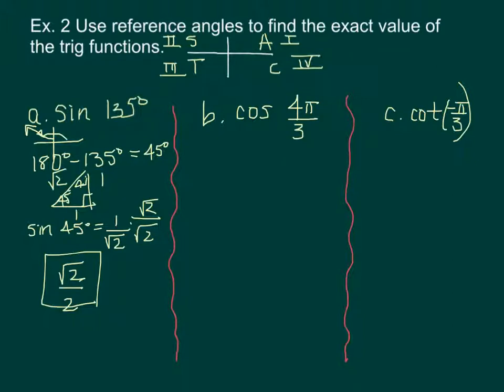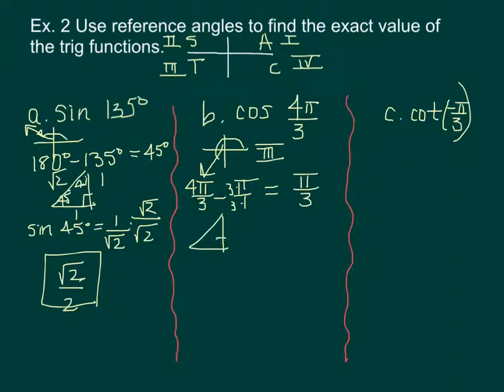For 4 pi over 3, that lies in quadrant 3, where cosine is negative. To find the reference angle if it lies in quadrant 3, remember you do your angle, or your theta, minus pi. And you have to get a common denominator. So 4 pi over 3 minus 3 pi over 3 gives you pi over 3, which is 60 degrees. So I'm drawing that triangle.